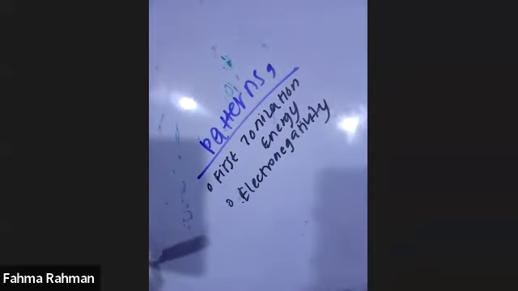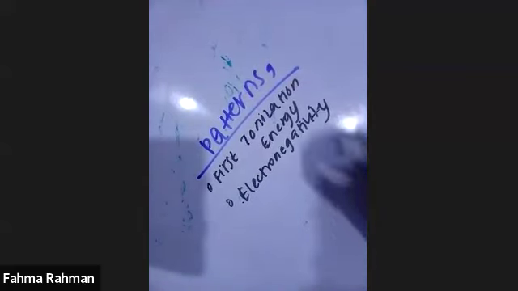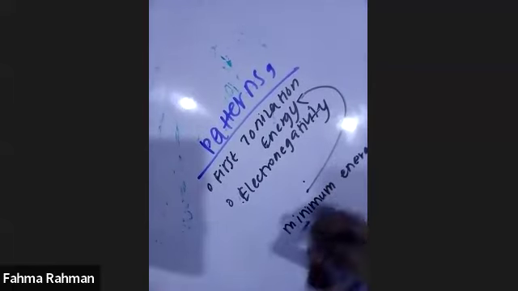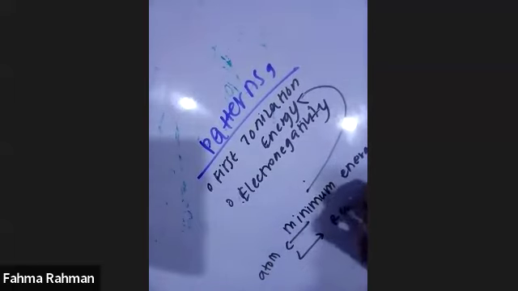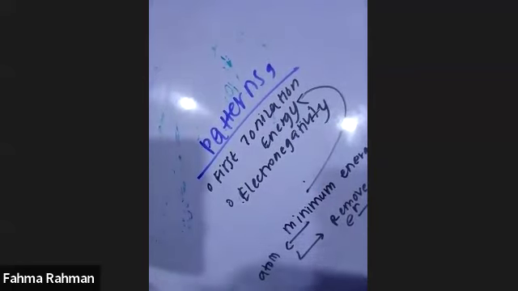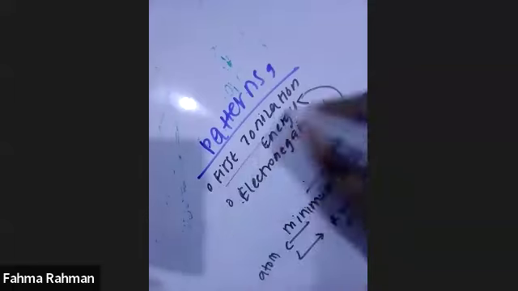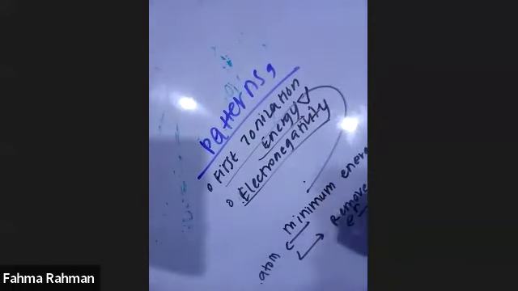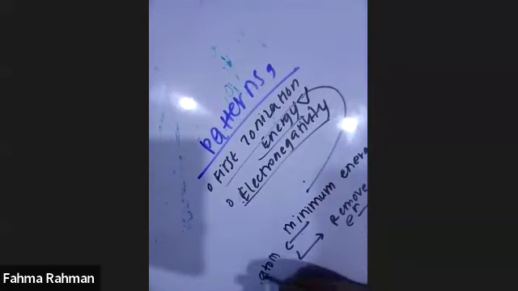So what is first ionization energy? The minimum energy which should be supplied to an atom to remove one electron. There are two patterns seen in the periodic table. According to your syllabus, you will be studying first ionization energy and electronegativity. First ionization energy is the minimum energy supplied to an atom to remove an electron.